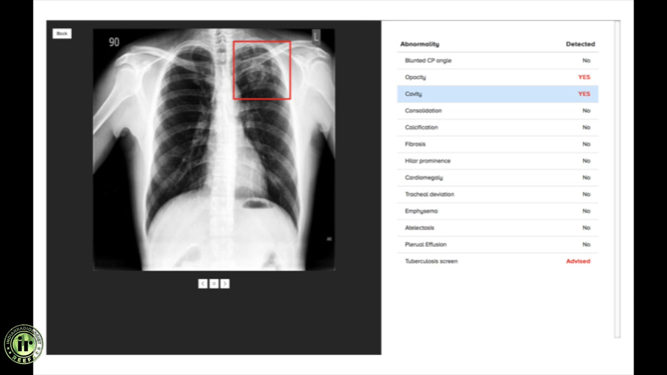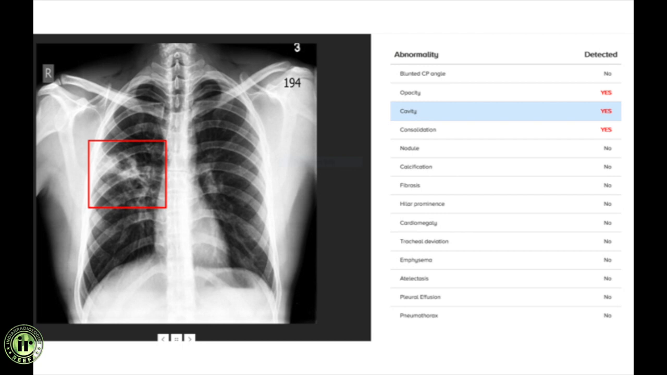Here is another example. On this X-ray, it has boxed the pathology that it has picked up. There is no blunted CP angle, the AI says, but the algorithm points out that yes, there is an opacity, and not only is there an opacity, but there is a cavity as well, and it goes on to say that it would advise a tuberculosis screen in this patient, just as you or I would do. Yet another example. Here is a radiograph, and here is QXR saying that there is an opacity, that yes, there is a cavity, and yes, there is a consolidation, and obviously stating further that it would advise a tuberculosis screen, just as a human radiologist would do.